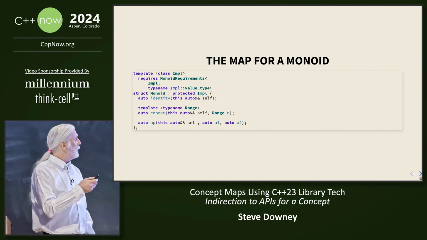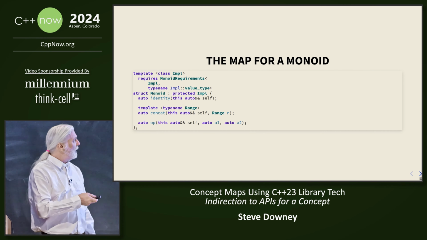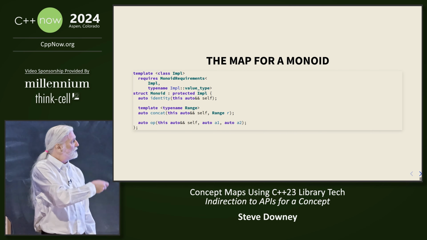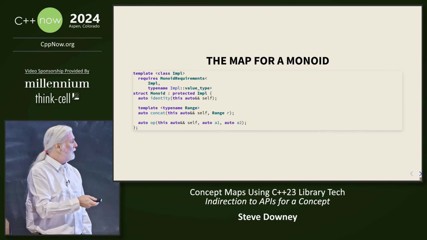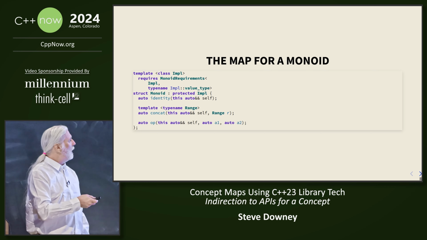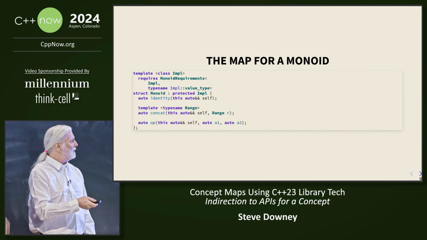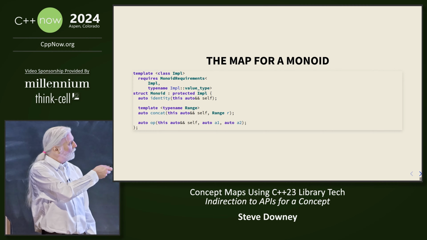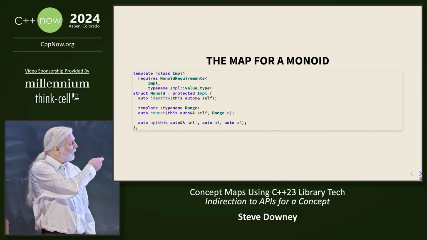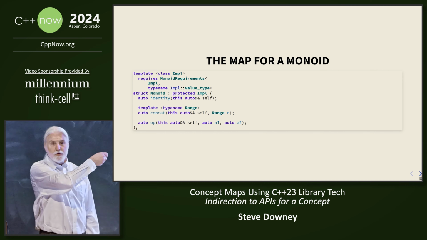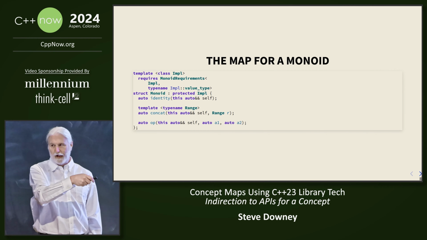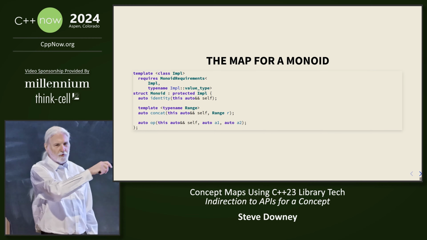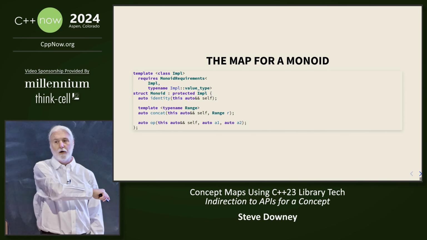The map for a monoid requires the requirements from the previous slide with some impl type that provides a value type. We're going to inherit from the impl, and I'm basically type checking the impl that you provide, and then using it to provide any of the other operations.